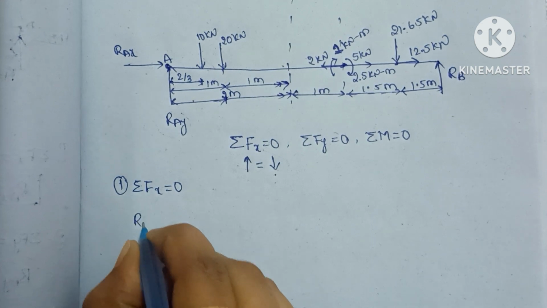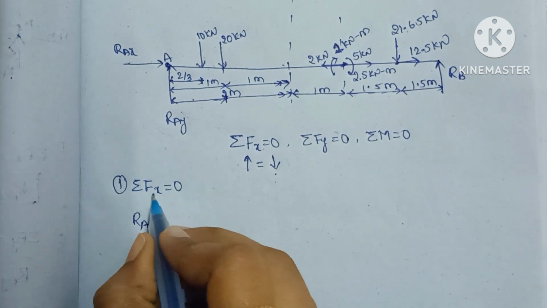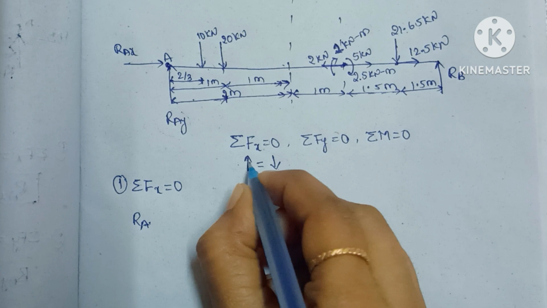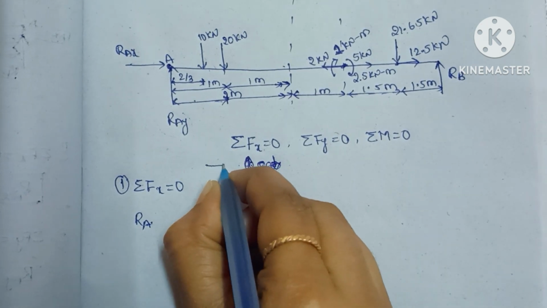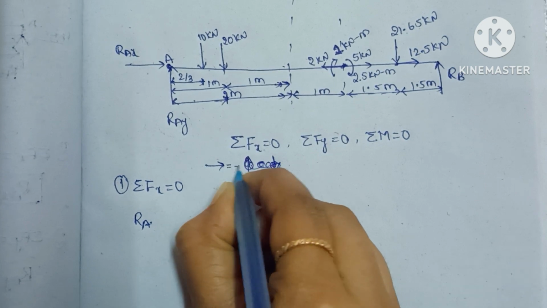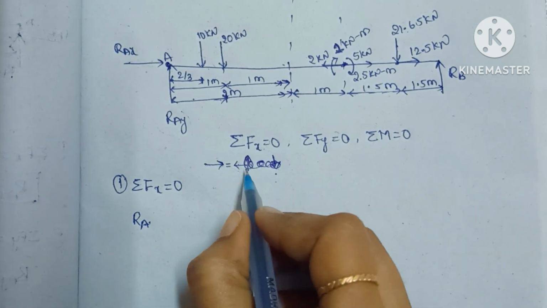Sorry, this one is the x direction, this is for y. I'm so sorry. For the x direction, the sum of the forces acting in the positive x direction is equal to the sum of the forces acting in the minus x direction.